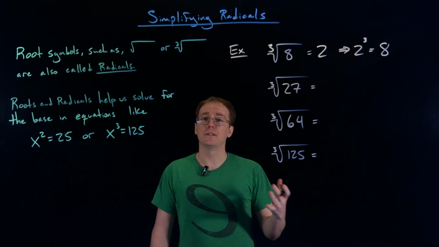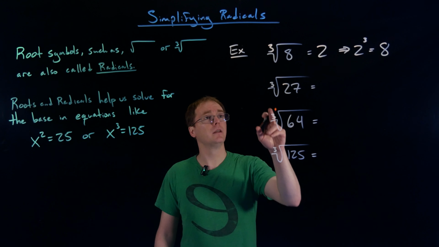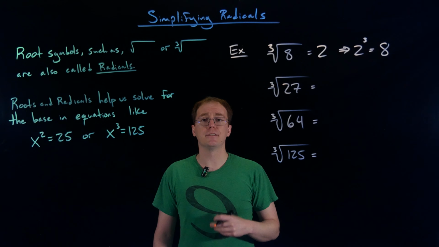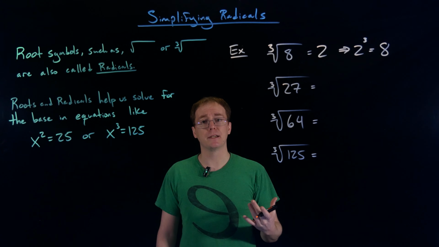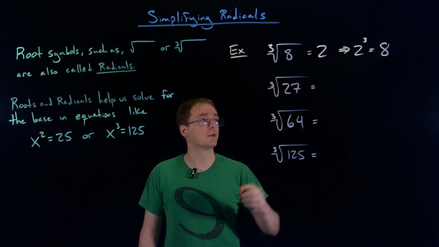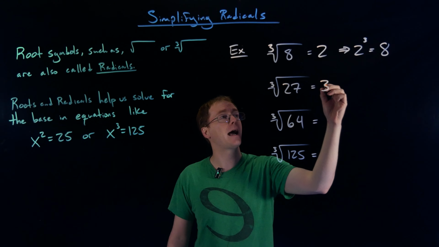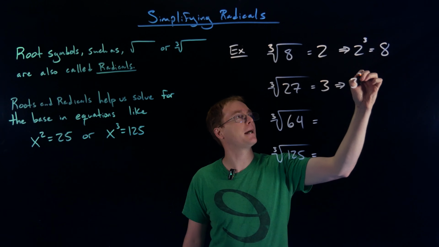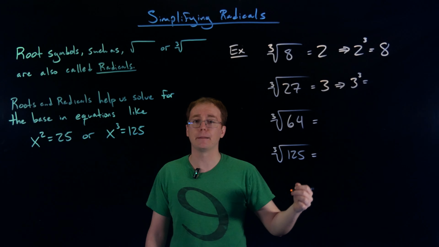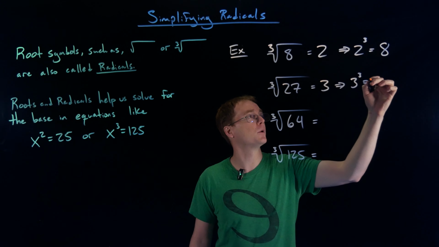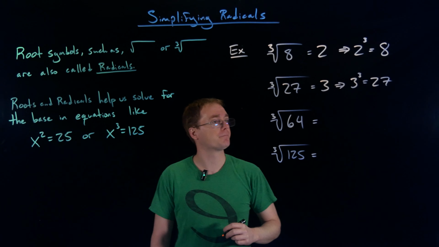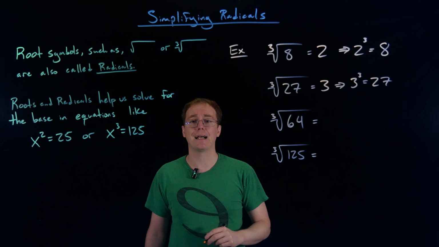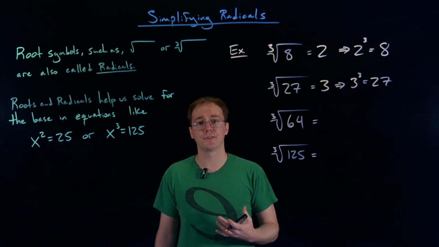And so we can do this for all these other cube root expressions as well. The cube root of 27 is asking us to find the number that when we raise it to the power of 3 is equal to 27, and that number just so happens to also be 3. And we can check this because 3 to the power of 3, or 3 times 3 times 3, is going to be 27.